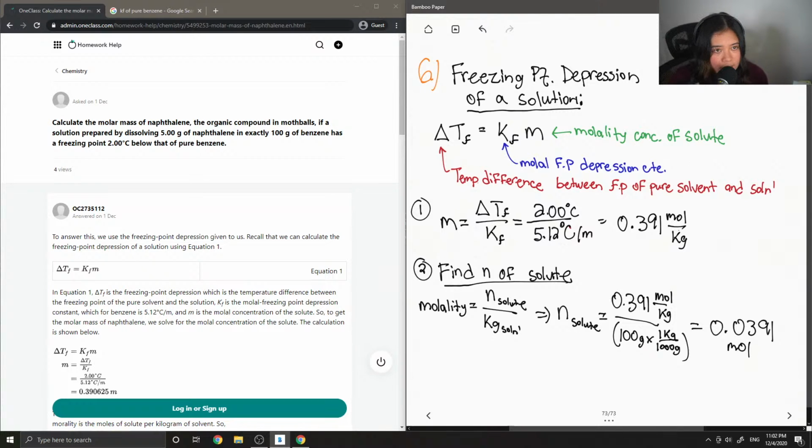And then the last step is to find the molar mass. To do this, number of moles is equal to m over capital M.